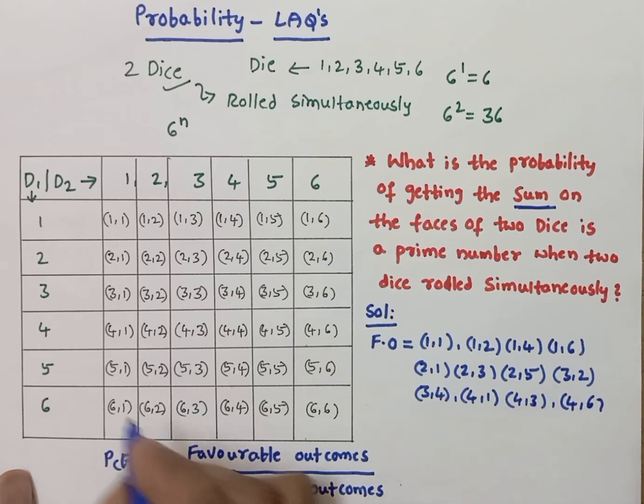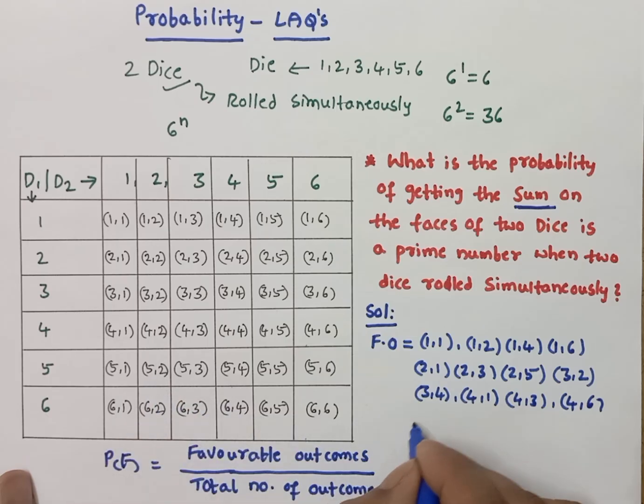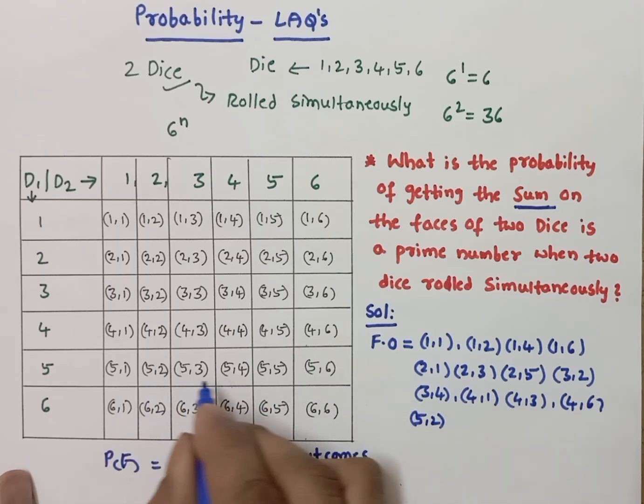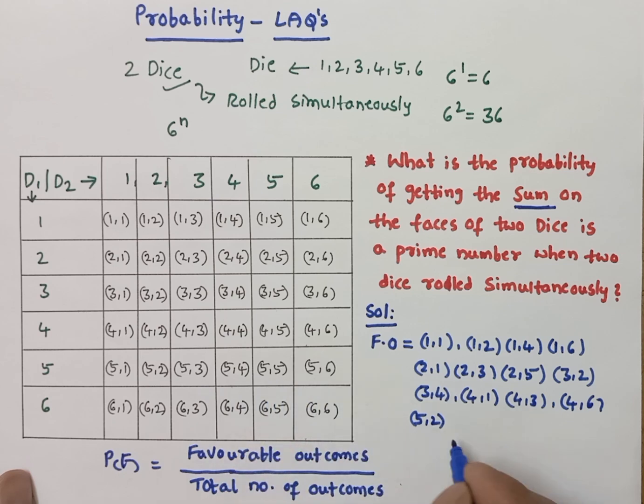Next, 5 comma 1 is 6, we won't take it. 5 plus 2 is 7, so 5 comma 2. Then 8 we won't take, 9 we won't take, 10 also not, and 11 we can take, that is 5 comma 6.